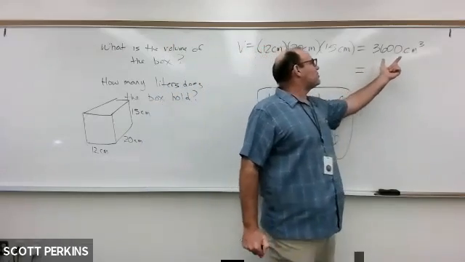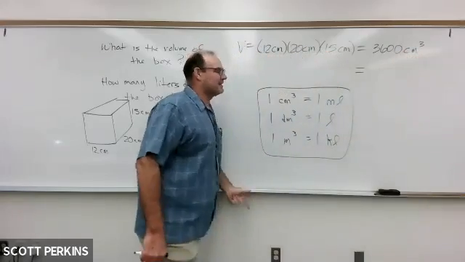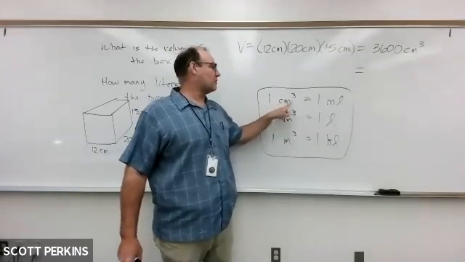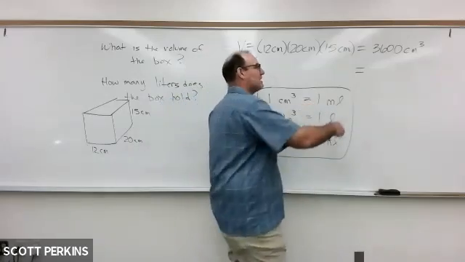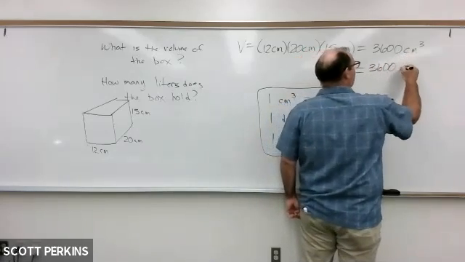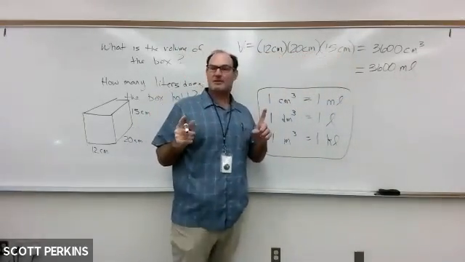Okay, so according to the chart, a centimeter cubed is equal to what? Okay, right here, 1 centimeter cubed is equal to 1 milliliter. So this just becomes a label change. So instead of 3,600 centimeter cubes, I have 3,600 milliliters, right? It's a 1-to-1 correspondence.